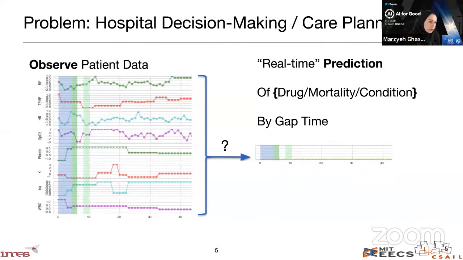It's not actually deployed in a hospital, but we're viewing a record as if little pieces of it are coming in at certain times. And we try to predict whether somebody needs a drug, whether they're at high risk for mortality, whether they're developing some condition by some gap time before a clinician was observed to act on this patient in real life. So this is the standard learning setup.